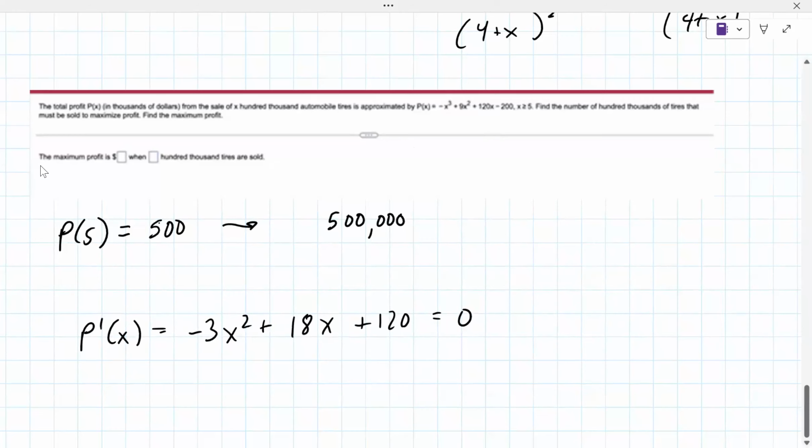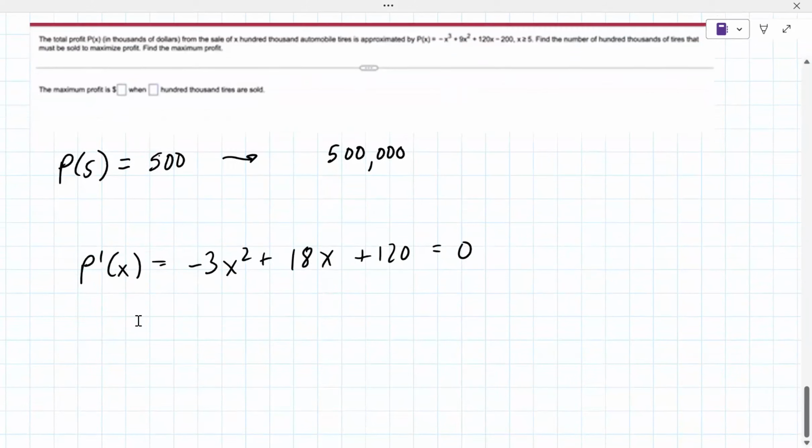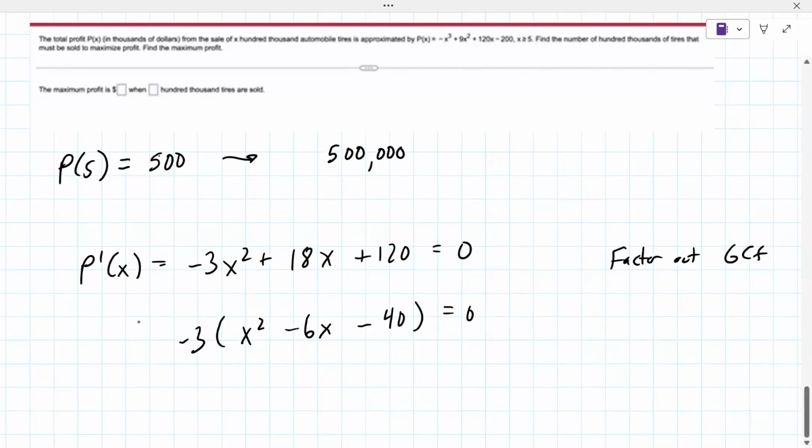All right, so this is a little more challenging to find the critical points, but if you factor out the GCF, which is minus 3, and 40, not 20, 40, it becomes more manageable. So now you're looking for two numbers that multiply to negative 40, but add to negative 6. 10 and 4. Yeah, perfect. So x minus 10, x plus 4.